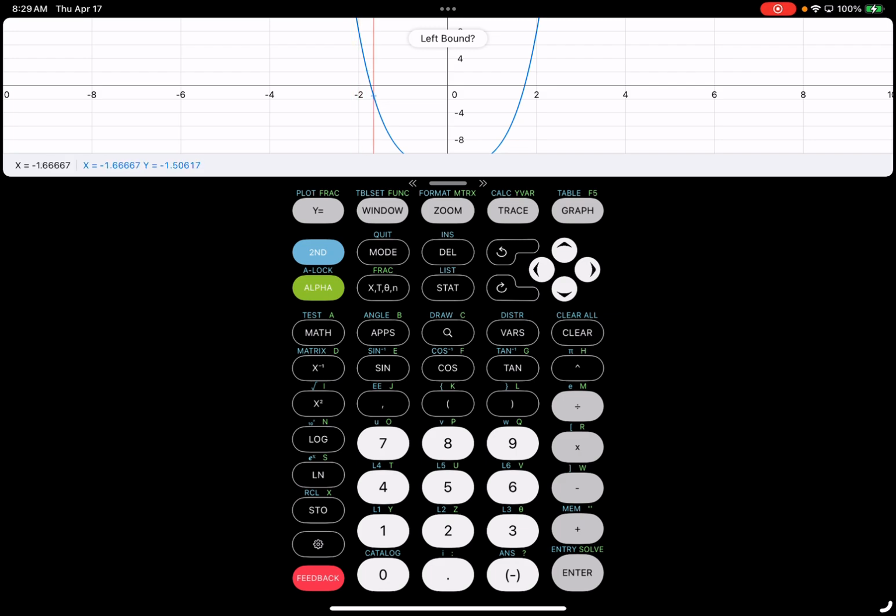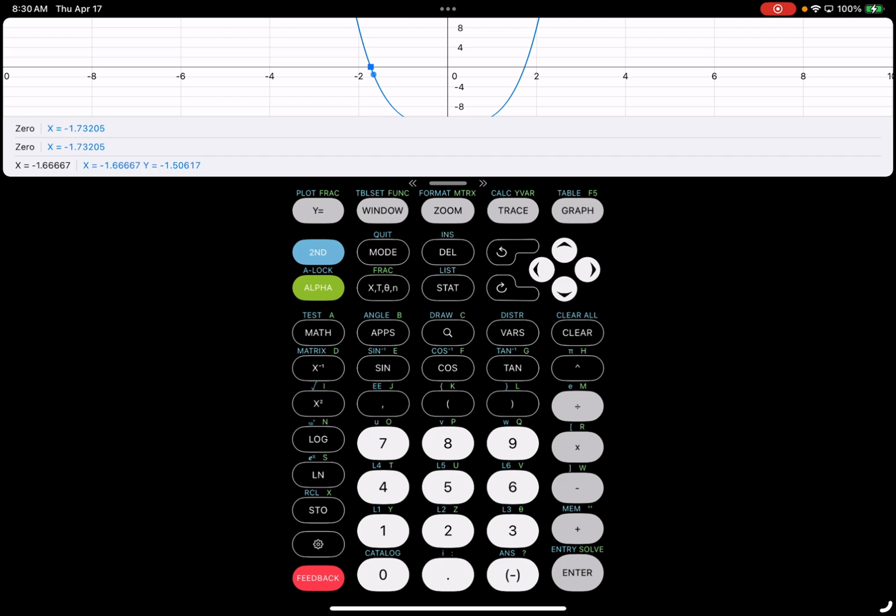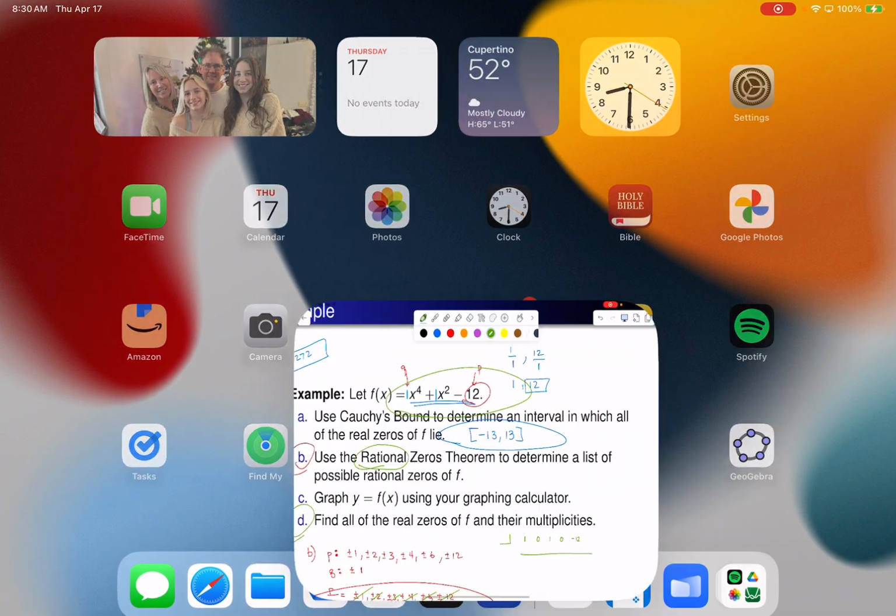All right, now go to the left one. Hit second trace 0 again. This time, the left bound is going to be above. A little bit to the left will be above. Do you see the difference on the other side? A little bit to the right would be below. And then do your guess. It's negative 1.73. Now, that means it's irrational. It's a decimal that I don't know. I do know. It's going to be root 3.